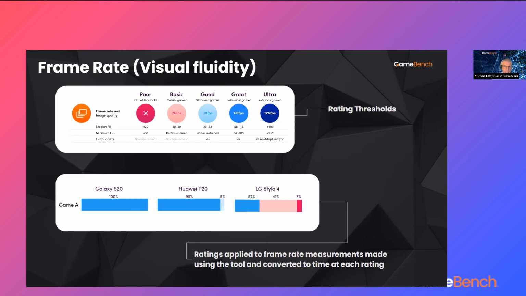In this example here, it's looking across devices where we can quickly see if one device is performing better than another device. In this case, the LG Stylo, we saw definitely a drop off in the frame rate. It wasn't able to maintain 60 FPS, and in some cases, it was dropping below 20 FPS. All right, so that's frame rate.